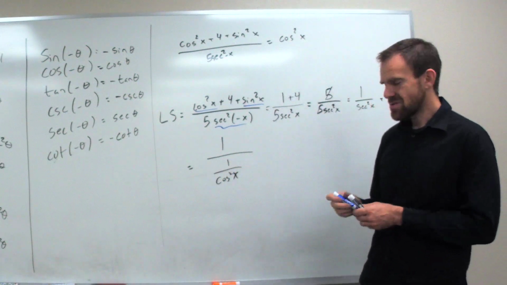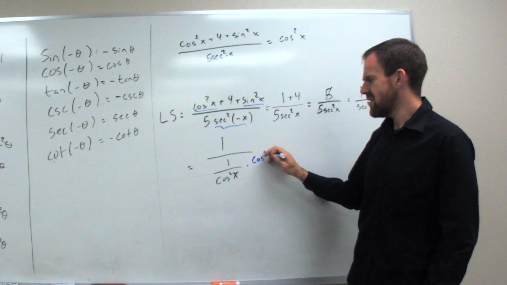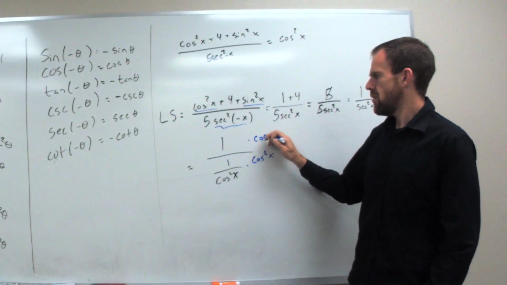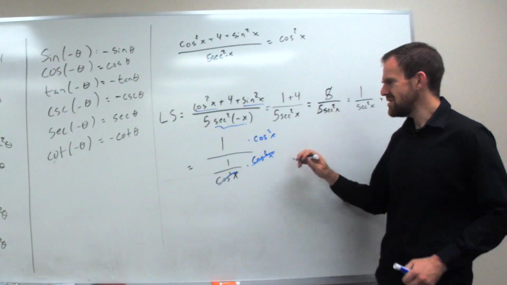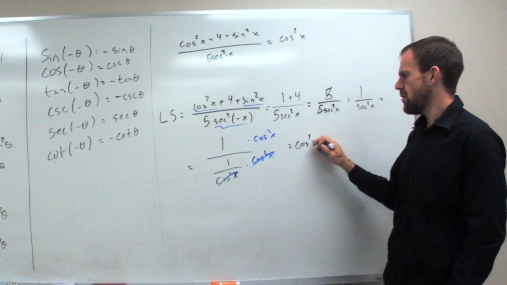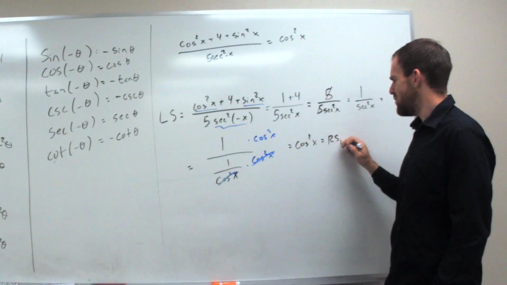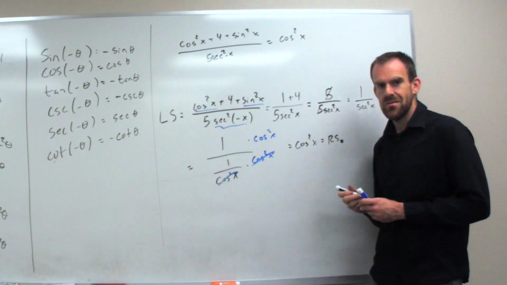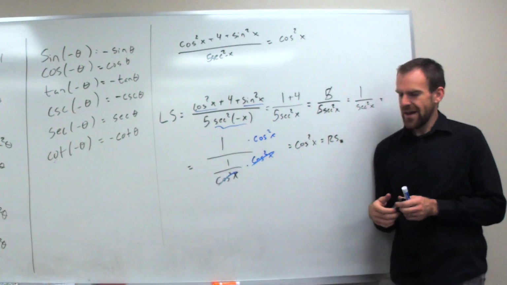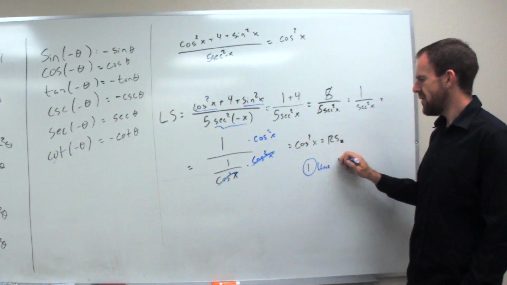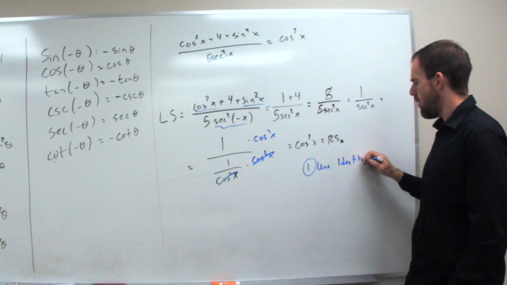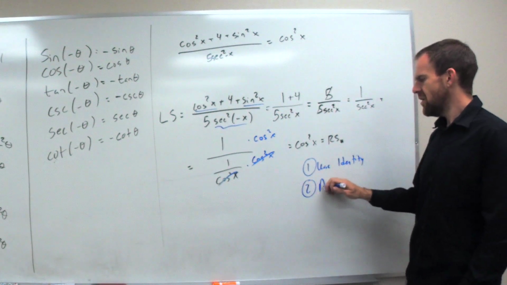Now I'm going to do algebra again, look for identities, and I get cosine squared, which is exactly what I expected, which is the right side. I'm going to put a little box to indicate that I've completed my proof. Okay? Again, the steps are, you want to try and use an identity, then do algebra.